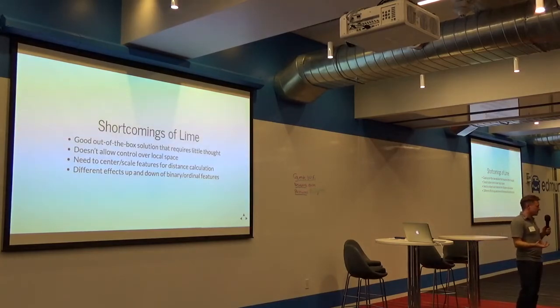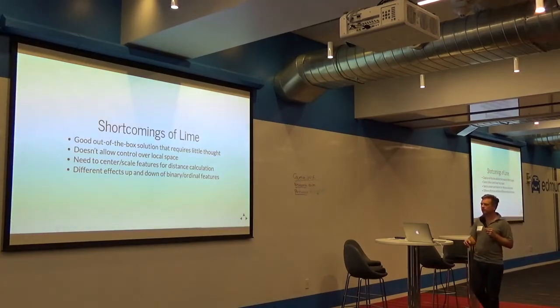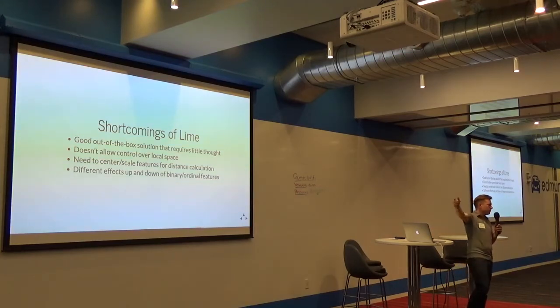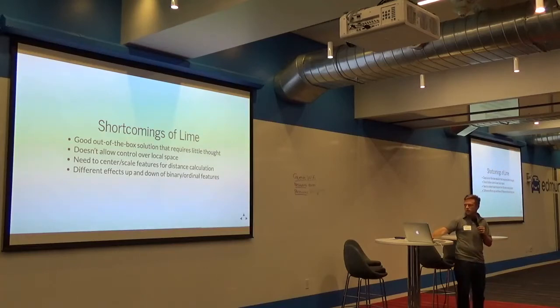It's a good out of the box solution, right? If you just need to run a model and get some quick interpretable results, I would say go with LIME. But it doesn't really allow you to control the local space, how wide you're sampling from, or what particular values you're comparing against. And I think you might need to center and scale features because there's a distance calculation involved when you're weighting the features. And I don't know exactly how it's handling that for, say, categorical features in a tree-based model.